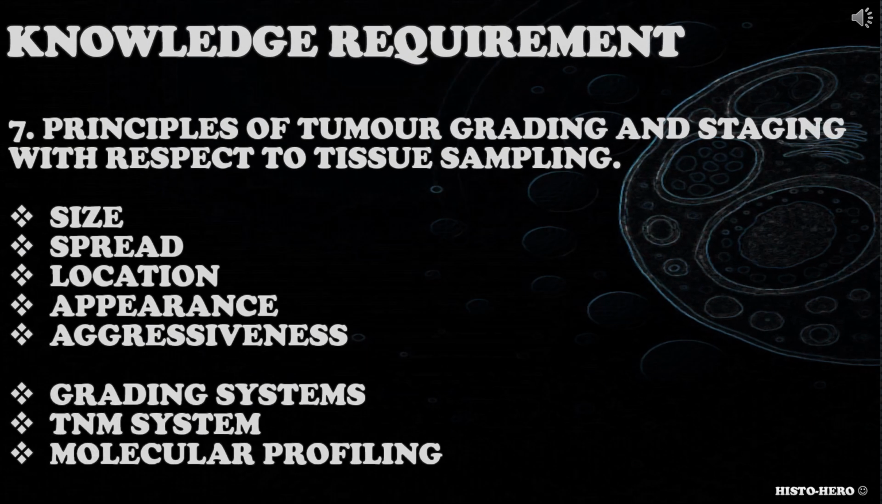The seventh knowledge requirement is principles of tumor grading and staging with respect to tissue sampling. Candidates should know the principles of tumor grading and staging with respect to tissue sampling. You could ask the candidate to explain the principles of tumor grading and staging, and how tissue selection can affect tumor grading and staging. When addressing this knowledge requirement, candidates should consider specific principles of grading and staging like size, spread, cell appearance, aggressiveness, grading systems available, TNM system, or molecular profiling, sample adequacy, size and quality, sample representation, and sampling bias that can affect grading and staging tumors.